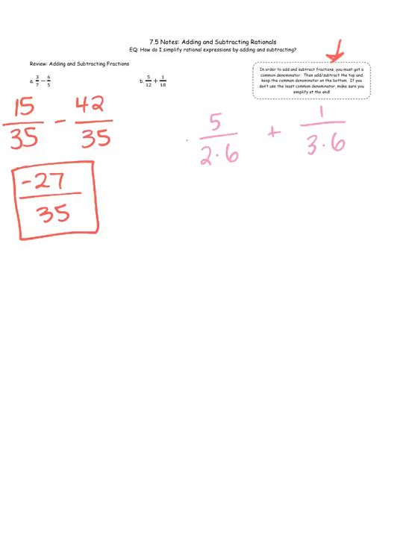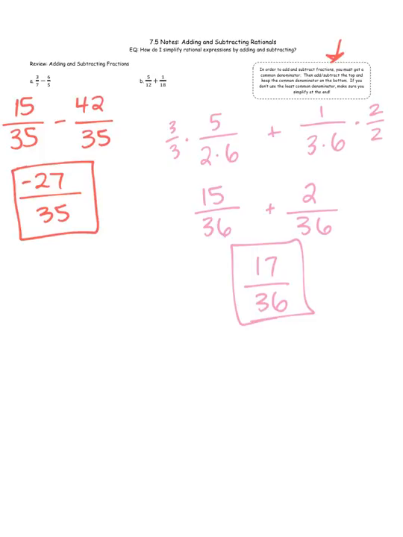So if I multiply this by 3/3 and this one by 2/2, I would be getting the same denominator for both of those fractions. 3 times 2 times 6. 3 times 6 times 2. That would give me that product of 36 for that common denominator. And now it's making my math just a little bit easier. I know that 3 times 5 is 15. I know that 1 times 2 is 2. And so now I just have 15 plus 2, which is 17/36, which again cannot be reduced.